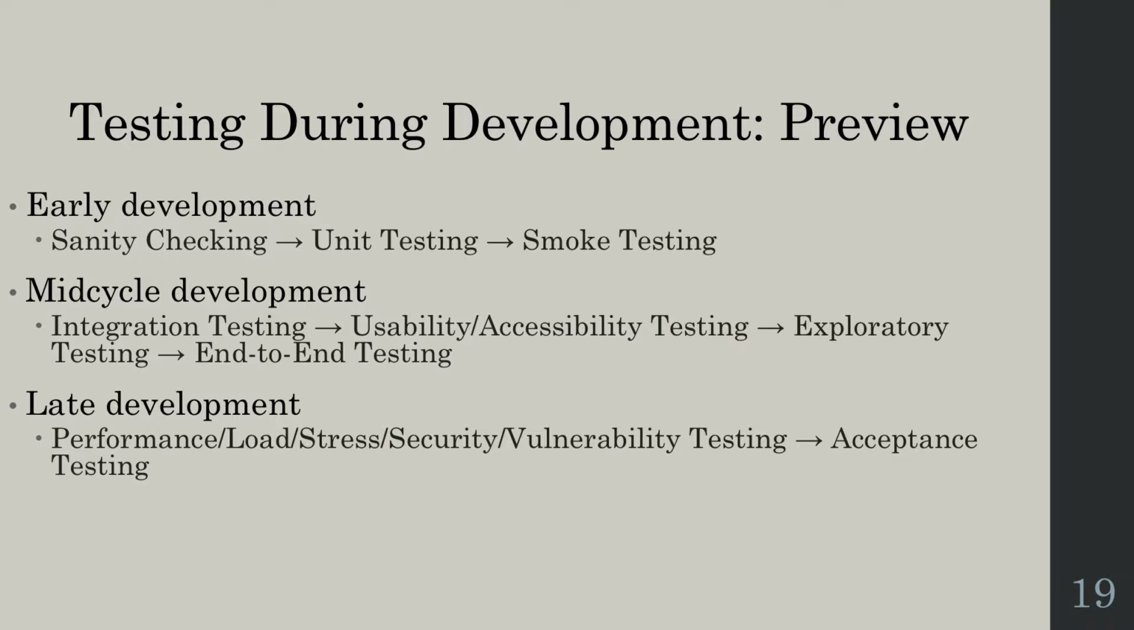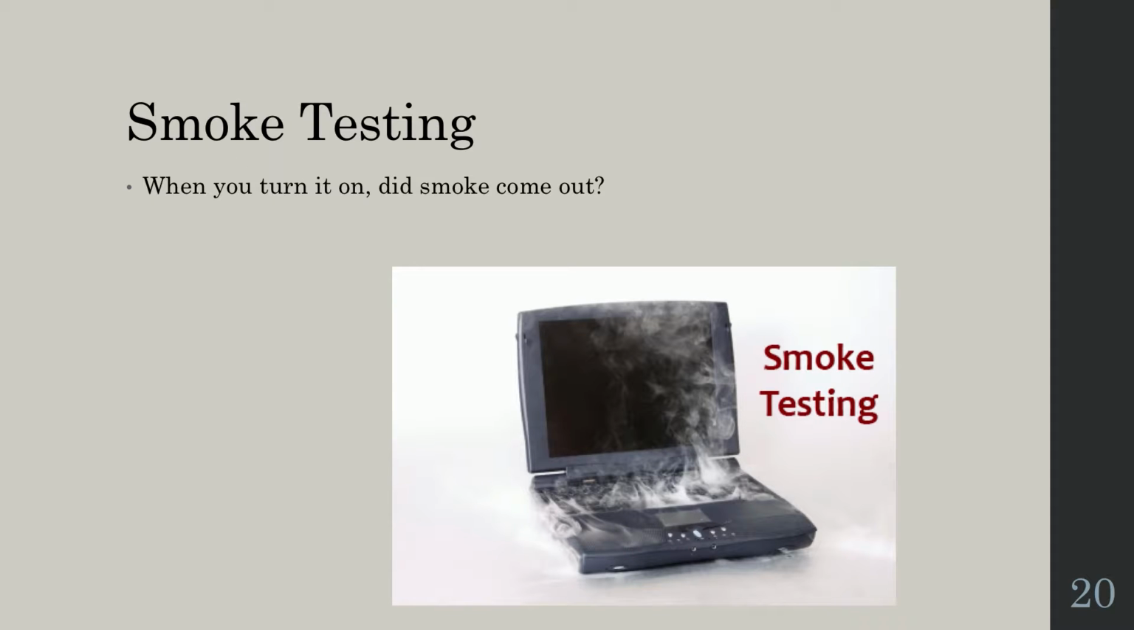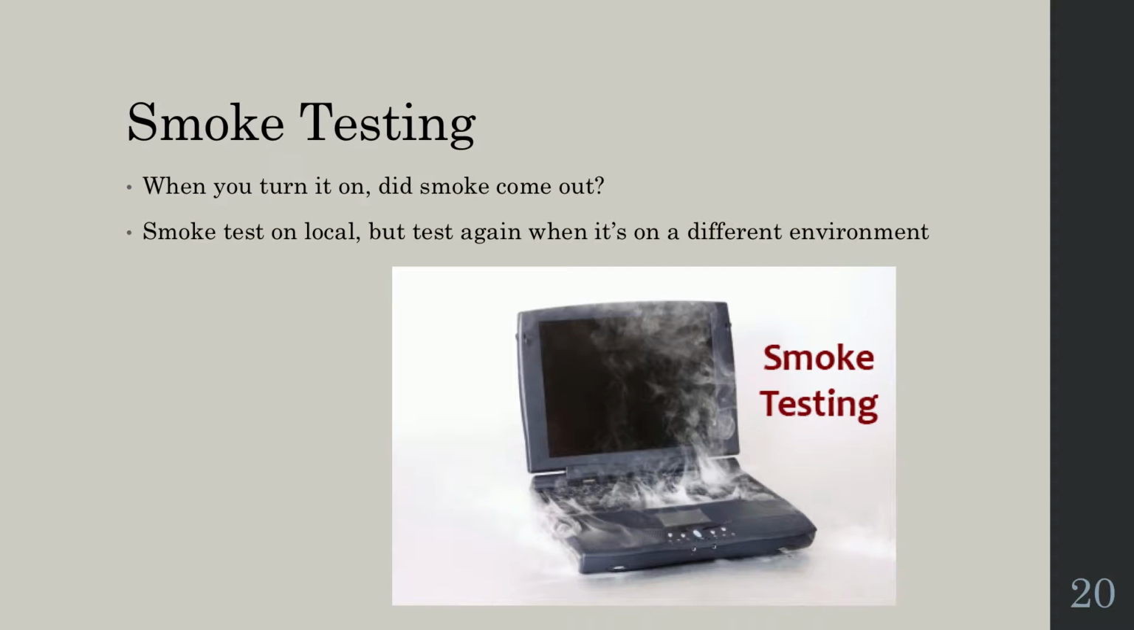We're going to talk about performance, load, stress, security, vulnerability testing, acceptance testing. And then we're going to talk about regression testing last. So onwards to smoke testing, which is basically, when you turned it on, did smoke come out? What that really means is, you try the function and it did or didn't work.